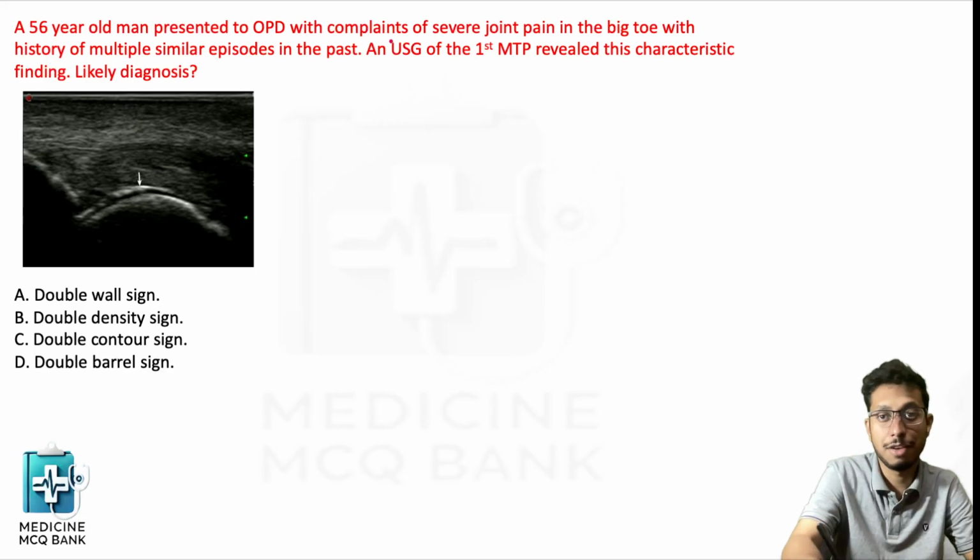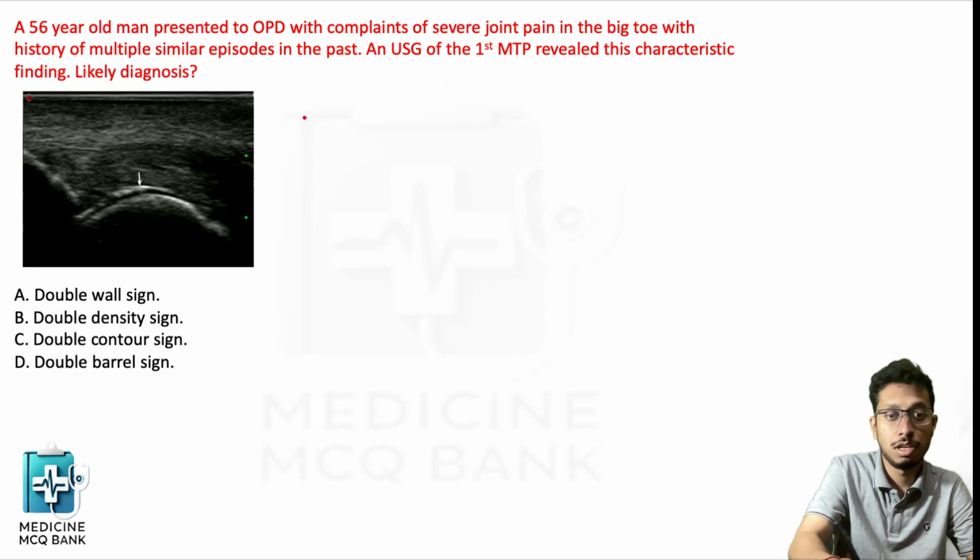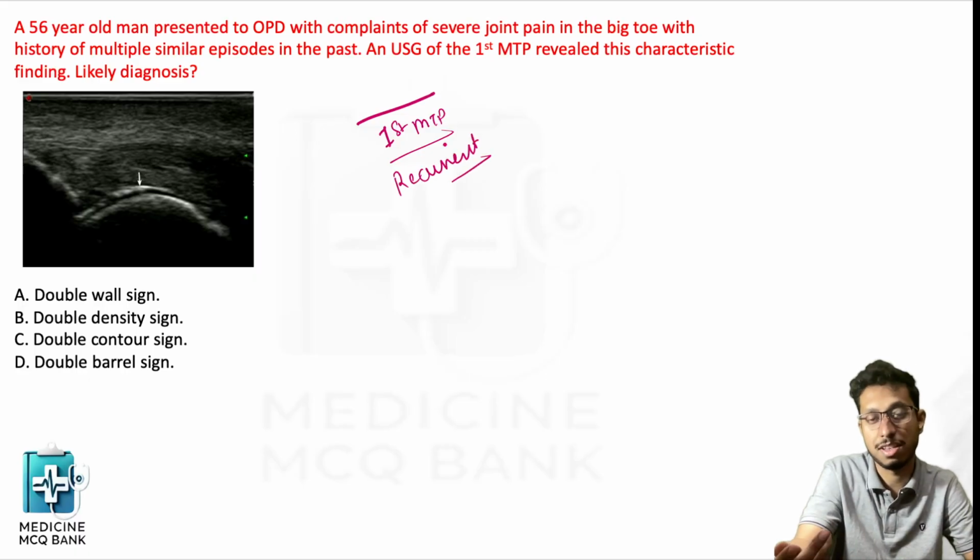Coming to next question, a 56-year-old man presents to OPD with complaint of severe joint pain in the big toe with history of multiple similar episodes. So it is a middle-aged man, severe joint pain in big toe, that is first metatarsophalangeal joint or podagra, multiple similar episodes. So this is recurrent episode. All of this is features of gout.